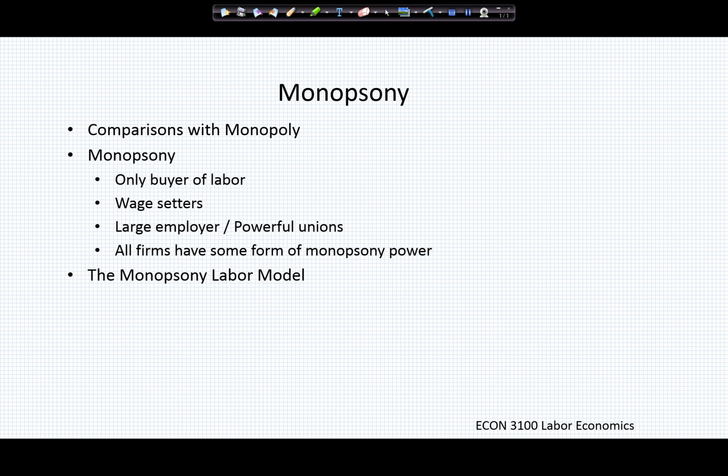Monopoly is the condition where there is one producer of a good and maybe many purchasers of it, but the one producer has some power in that market that allows them to have some influence over the price, not simply being subject to an equilibrating or market clearing price. A monopsony is really just the opposite.